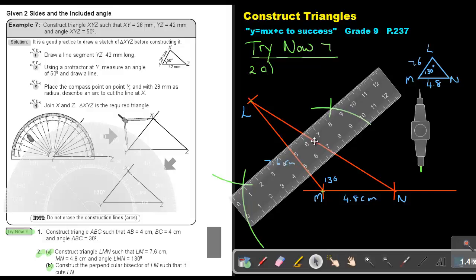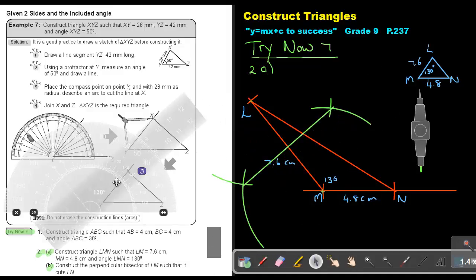I think this is nice. And then you just take it and extend those lines. Okay, and then basically you just remove this. And what they said, construct the perpendicular bisector of LM such that it cuts LN. So meaning that it must cut this line. It must go through the line of LN.